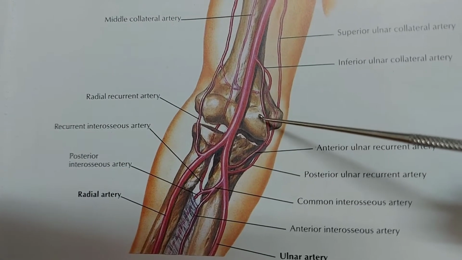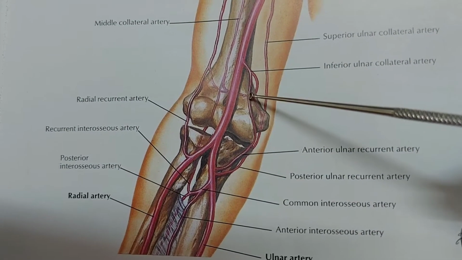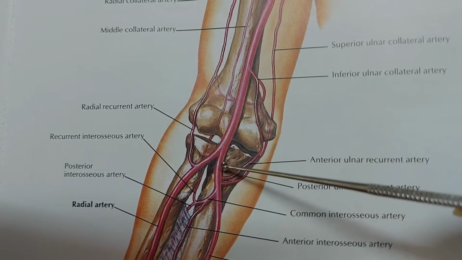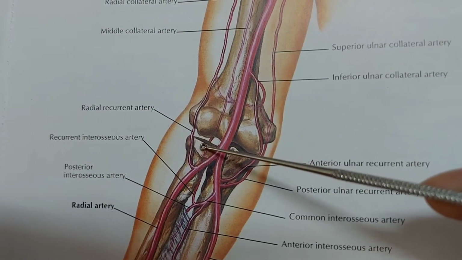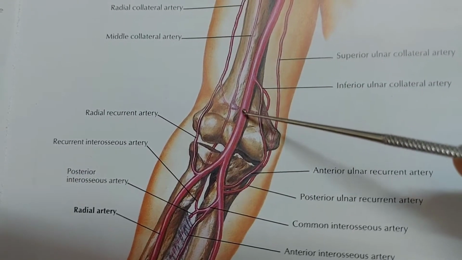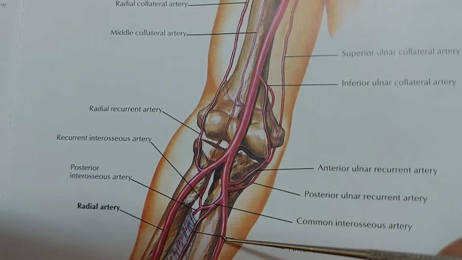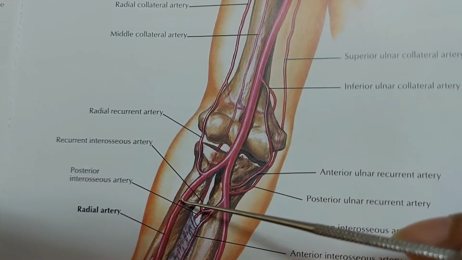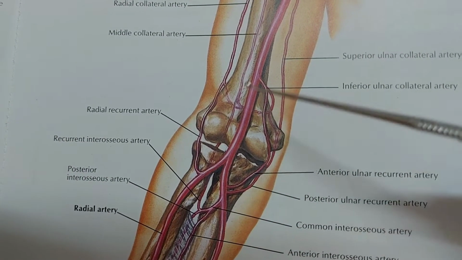Here is the elbow joint. We see the lower part of the humerus, and this is the ulna, this is the radius. And here is the artery, this is the brachial artery, and the terminal branches of the brachial artery are the radial artery and the ulnar artery.